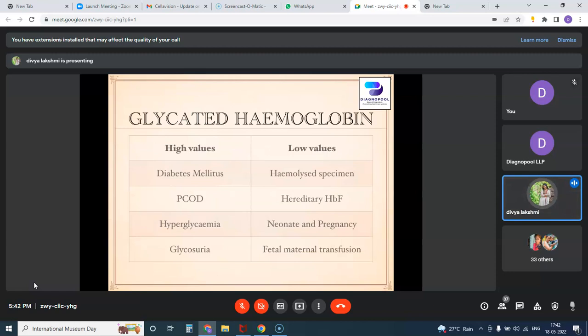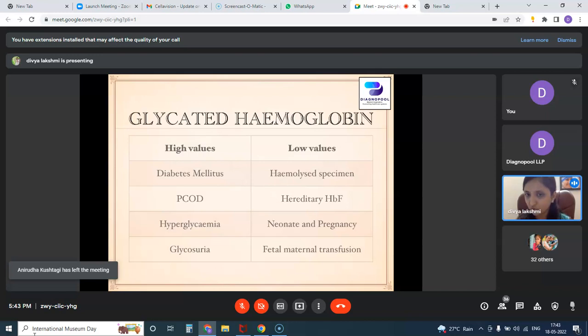Remember, HbA1c can be high not only in diabetes mellitus, it can also show high values in PCODs, in other conditions of hypoglycemia, in glycosuria conditions also. Low values can be seen in hemolyzed specimen, hereditary HPF, that is in thalassemia fetal hemoglobin, when it is high, it can give a wrong result.